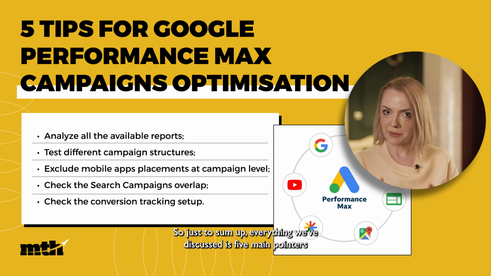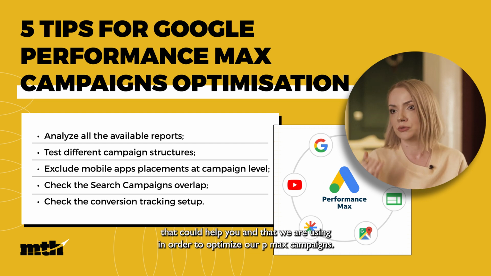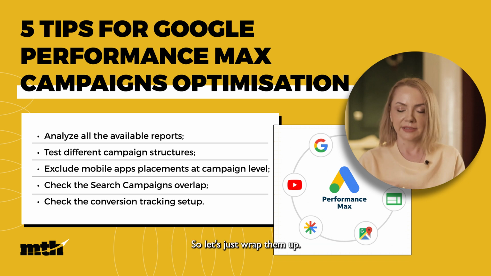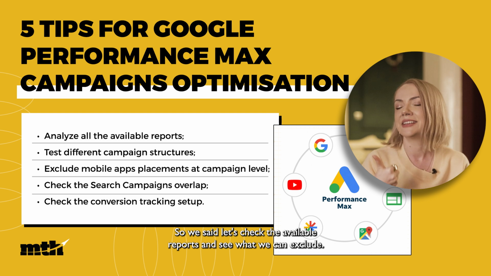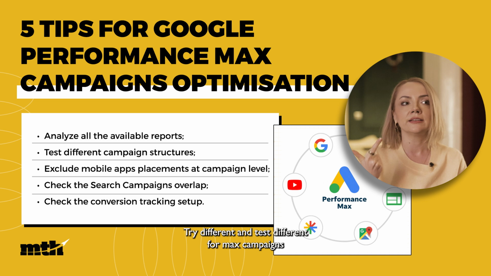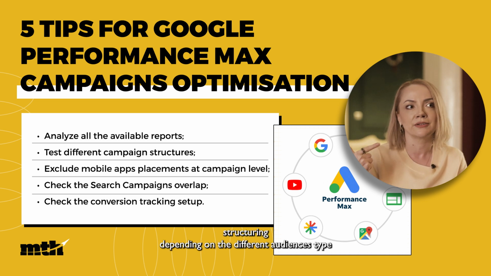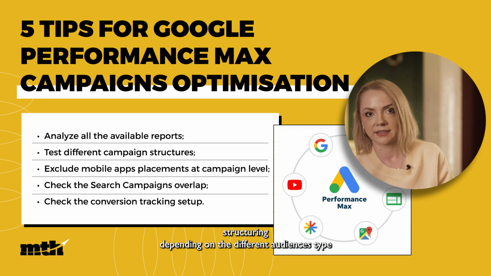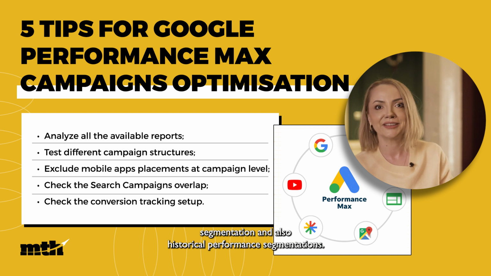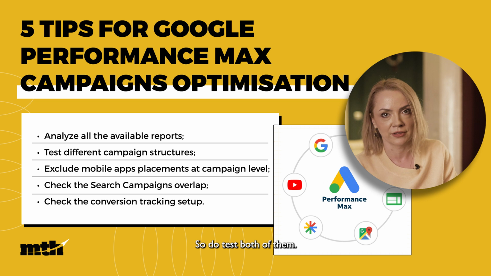So, just to sum up everything we've discussed as 5 main pointers that could help you and that we are using in order to optimize our PMAX campaigns. So let's just wrap them up. So we said, let's check the available reports and see what we can exclude. Try different and test different PMAX campaign structuring depending on the different audiences type. The top of mind segmentations will be product type segmentation and also historical performance segmentations. So do test both of them.